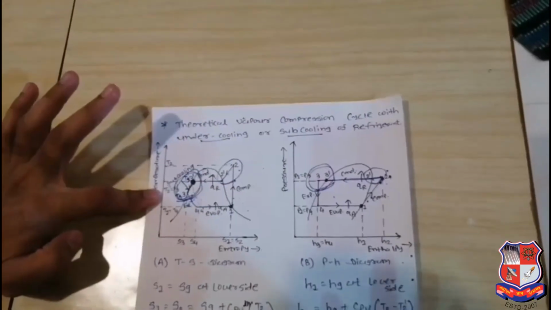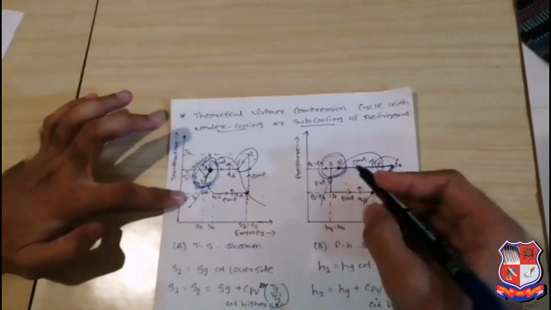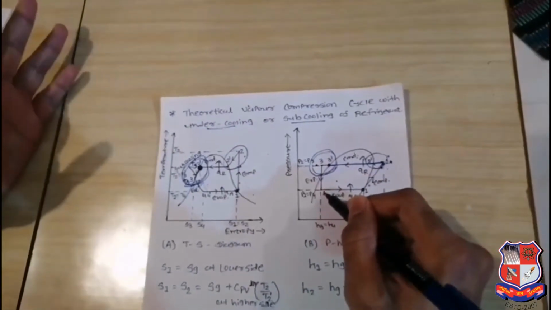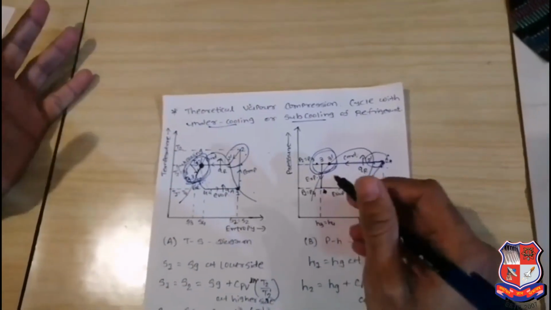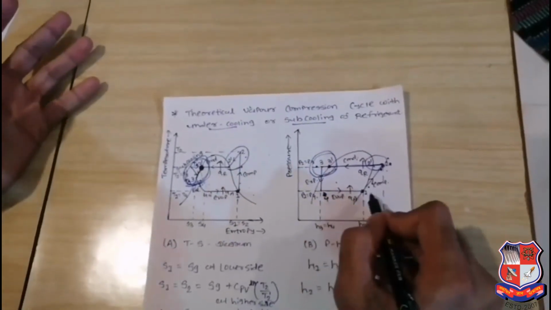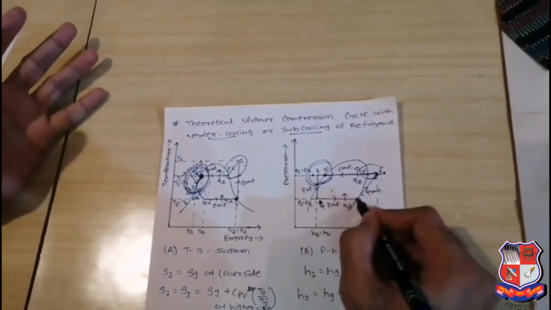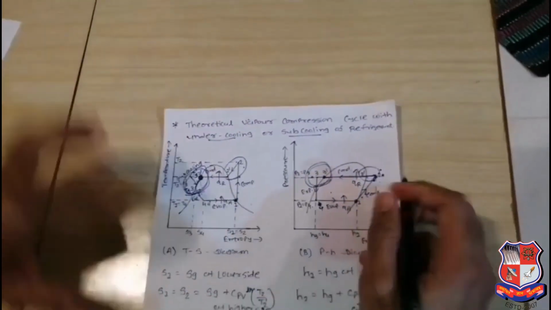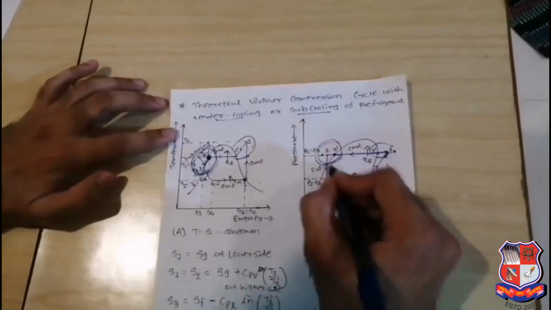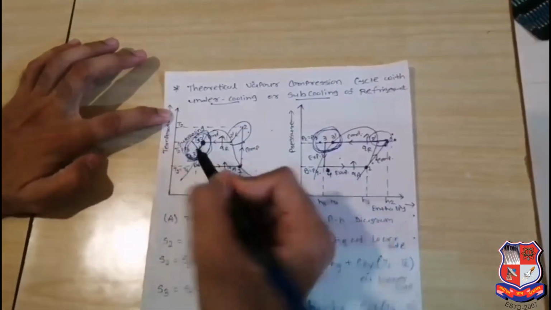Process 3 dash to 3 is over. Now 3 to 4 is expansion, in a similar way. Constant enthalpy is there, and the pressure is decreasing. Then 4 to 1 is the absorbing process, during which the wet region is converted into saturated vapor. The remaining process will be the same, the only difference is the subcooling in the pH diagram as well as the TS diagram. You can easily see it.